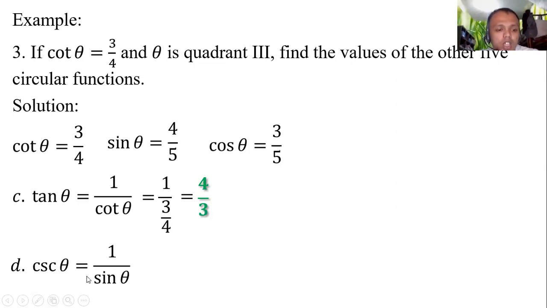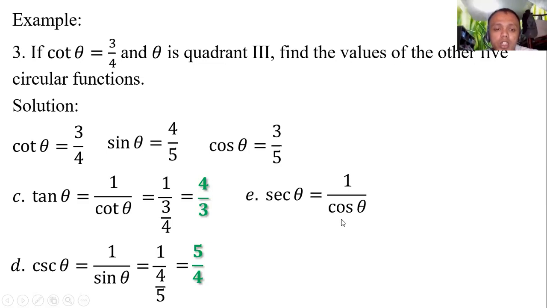Next, cosecant theta is equal to 1 over sin theta. Substitute your sin theta, 4/5, get the reciprocal, then we have 5/4. Multiplied by 1, we have 5/4. Next, secant theta is equal to 1 over cosine theta. Cosine theta is 3/5, no? Get the reciprocal of 3/5, then we have 5/3. Okay?